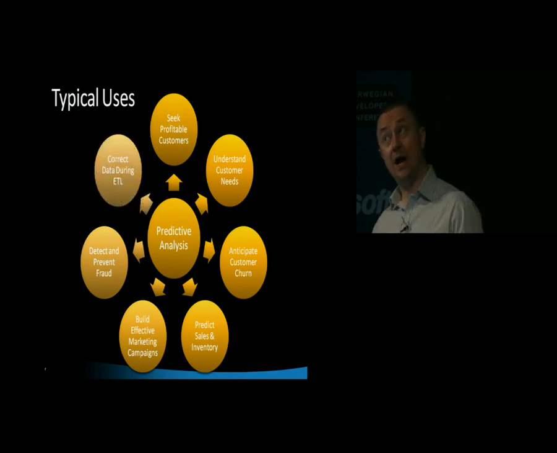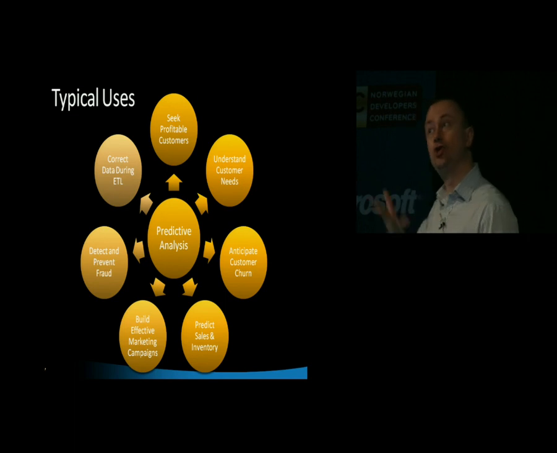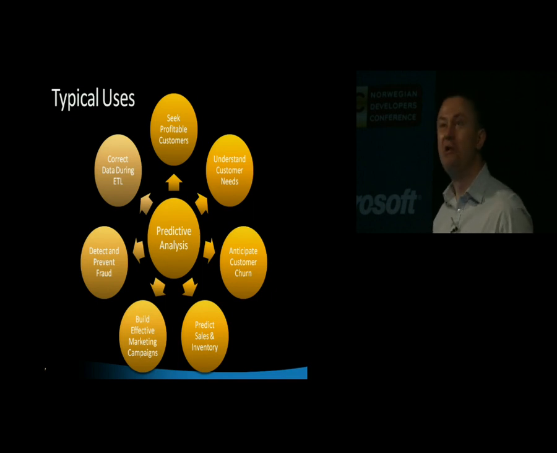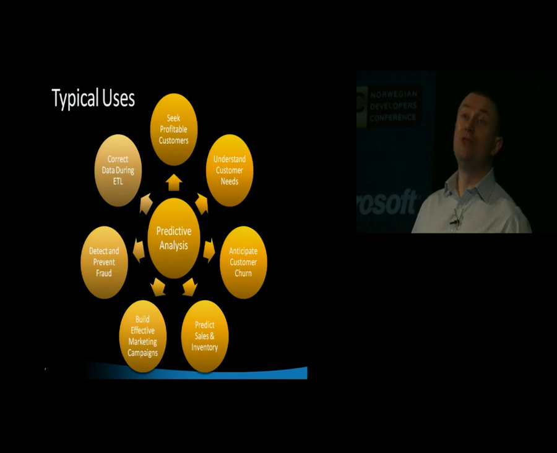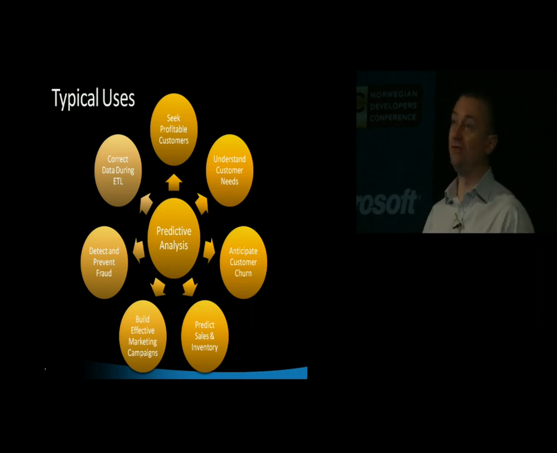And finally, one of the more nerdy but important uses of data mining is to use it to improve data. The ETL process, extract, transform, and load, which is the bread and butter process of any data warehouse BI system, unfortunately needs to deal with data that is just wrong. And how do you deal with data that's wrong? Well, first of all, you need to know what's wrong. Secondly, you want to fix it.